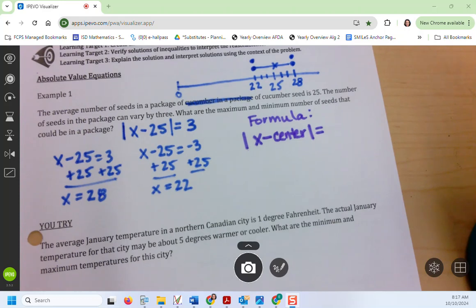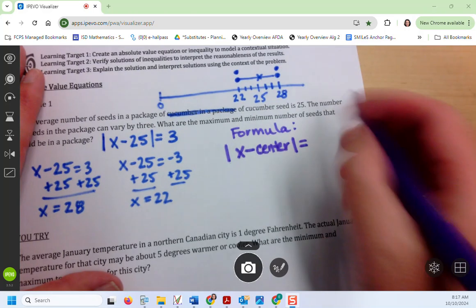Now, you could just write distance, but you might be thinking to yourself after reading your notes, what does that mean, distance from what? So it might be better to just write distance from center.